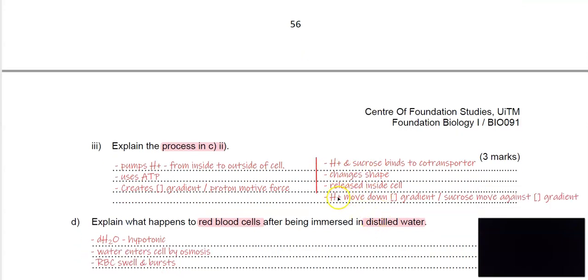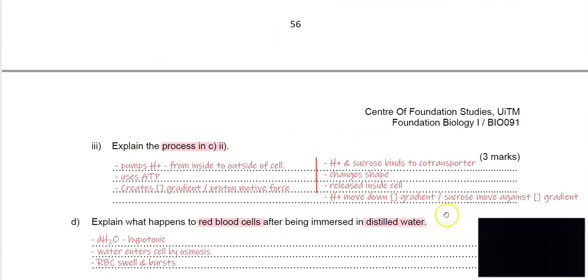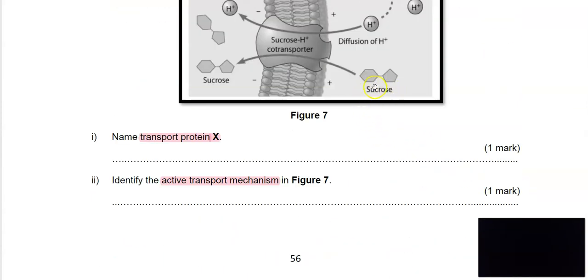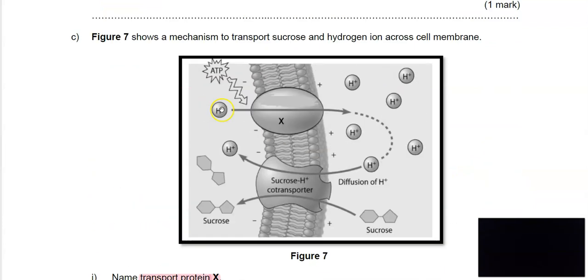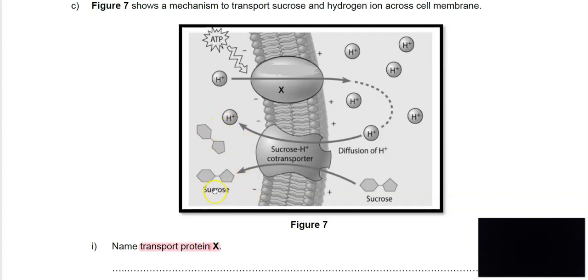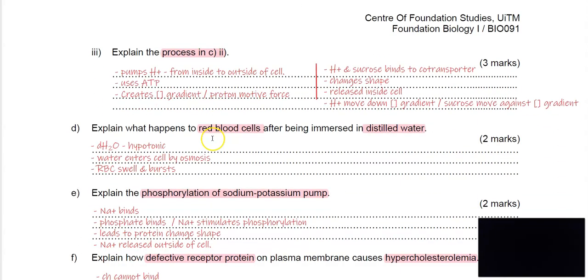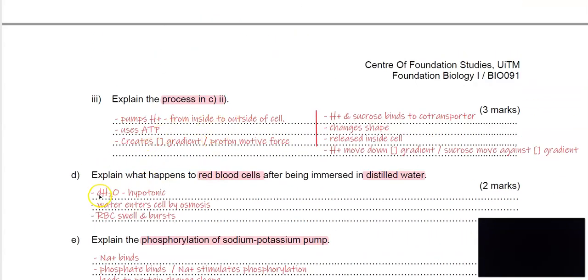This means that the hydrogen ion moves down the concentration gradient, from high to low, and as for sucrose, it moves against the concentration gradient, from low to high. This mechanism occurs in plants so that the plant can concentrate sucrose, or sugar, inside the cell, inside the vascular tissue for example, to be transported to other parts of the plant, from the leaf to other parts of the plant.